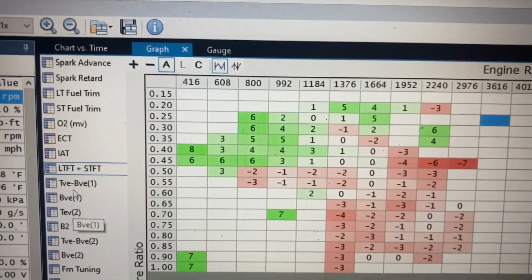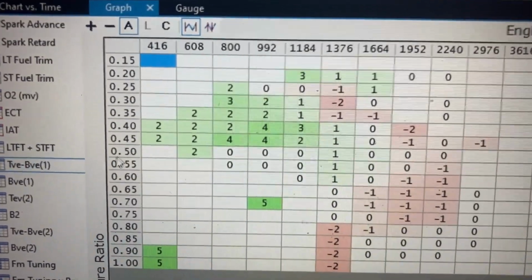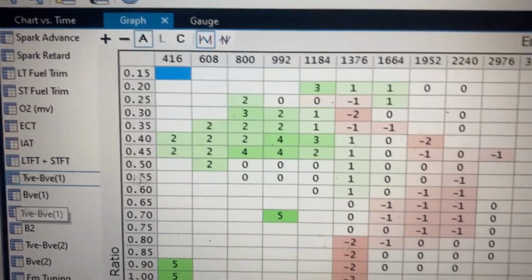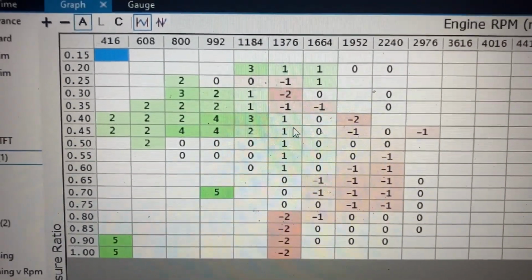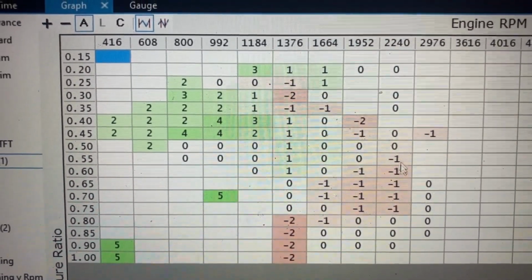And then I have, we'll explain this in a little bit, okay? Total VE minus BE, BVE, okay? So that's what the original tune looked like.